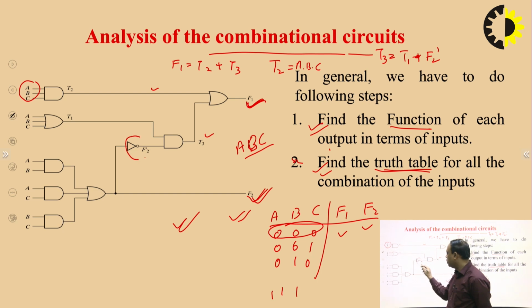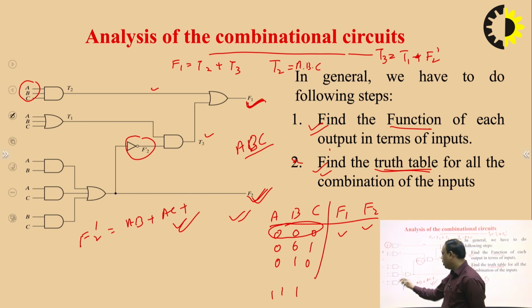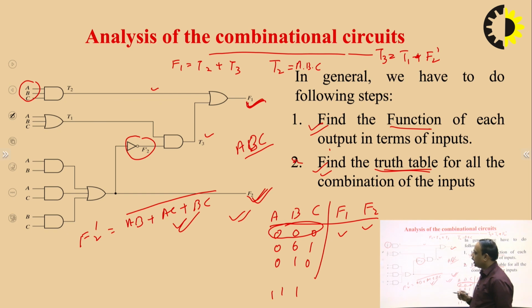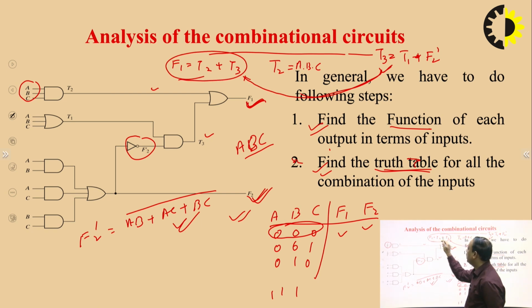And what is this F2? F2 dash is the NOT of this function. So F2 dash is equal to AB, AND gate, then OR with AC and then OR with BC. For F2 bar, we have to perform the NOT gate over this. Then T1 plus F2 dash comes into the category of F3. We get F3 here, and if we put the value of T3 over here, we have the function for F1.